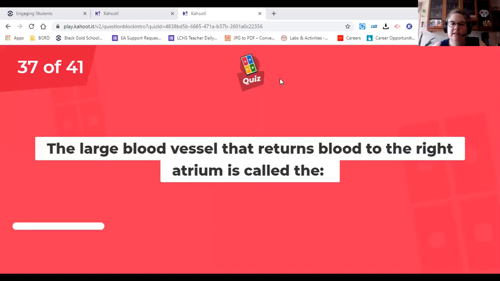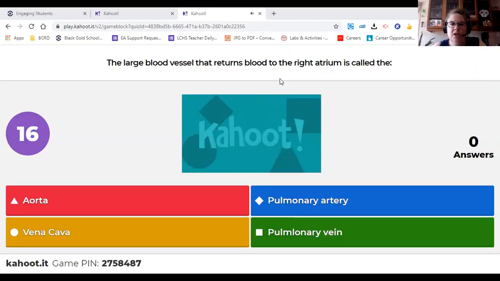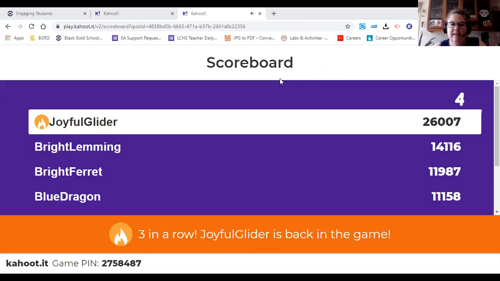The large blood vessel that returns blood to the right atrium is called the aorta, vena cava, pulmonary artery, pulmonary vein. The vena cava. Deoxygenated blood goes back to the right atrium. Okay, next.